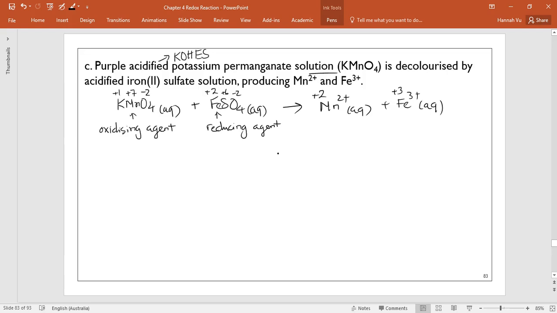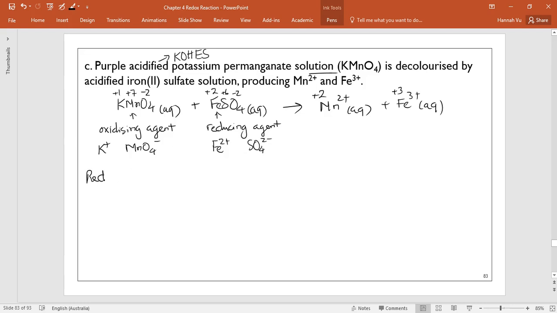Okay, before I start writing anything, I'm going to check to see whether I could split the compounds. This is an ionic compound that is aqueous, so I could write it as K+ and MnO4-, and the permanganate is what actually undergoes reduction, so you could ignore K+ as a spectator ion. Similarly, for iron sulfate, you can write it as Fe2+ and SO4 2-, and the sulfate is also a spectator ion.